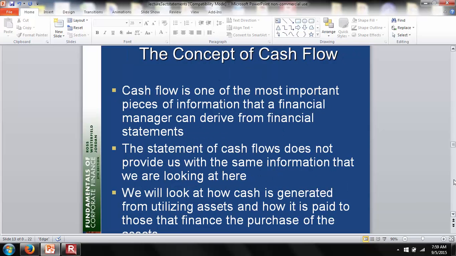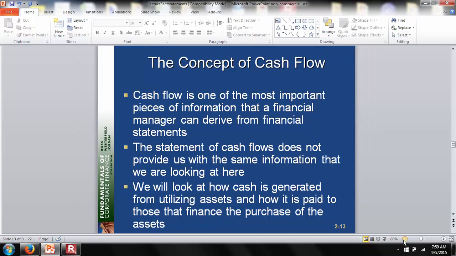Now we want to talk about the concept of cash flow. I think as far as this chapter is concerned, perhaps that is the most important concept. Cash flow is one of the most important pieces of information that a financial manager can derive from financial statements. One of the things I tell people is that to be a good finance person, you should also have a good background in accounting. So you want to take your accounting seriously, because if you know accounting well, I think finance becomes a lot easier. It becomes a lot more practical, and in terms of a job and so on, that's very important.